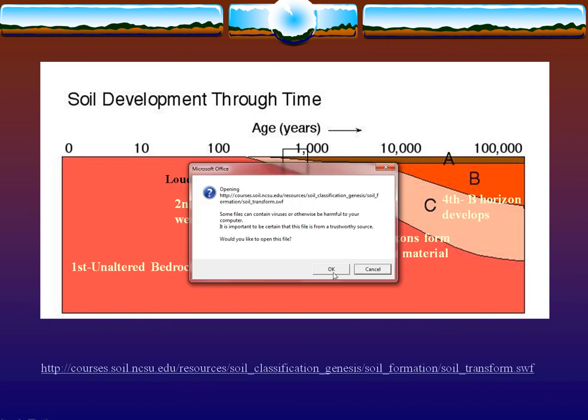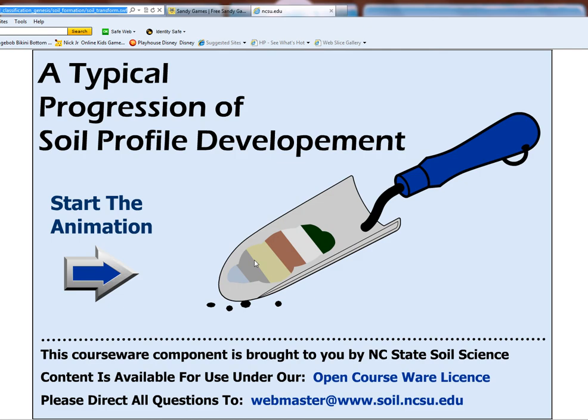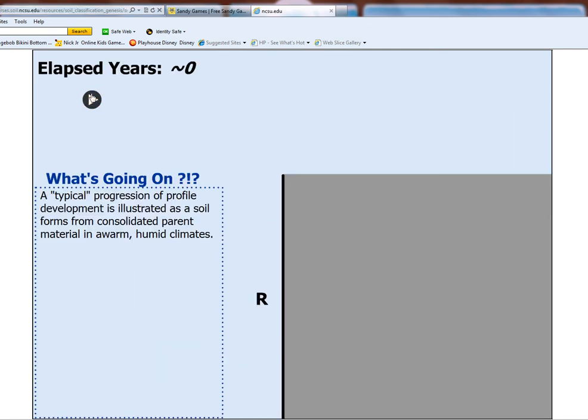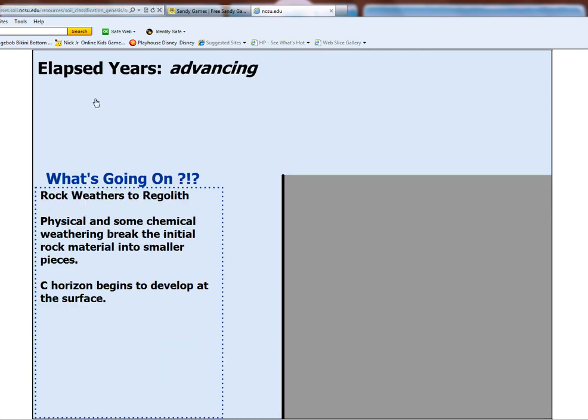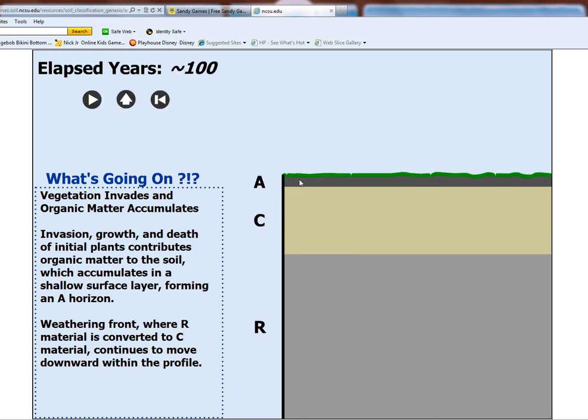Here's a quick image to show it to you more animated. Here we've got solid bedrock. Slowly, the C horizon develops. It starts to break into chunky pieces. Over time, vegetation moves in and starts to develop an organic layer.